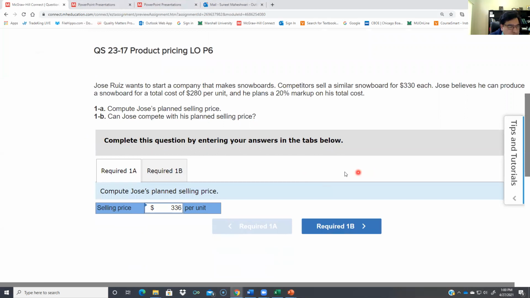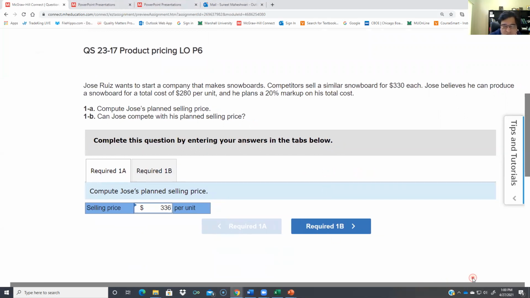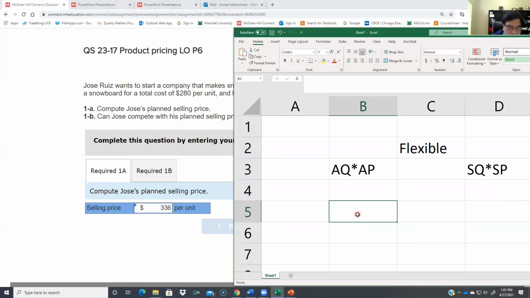Maybe let's try this. Maybe this will answer your question. Jose wants to start a company that makes snowboards. A similar snowboard is $330, so it tells you $330 is the selling price. They say that they can produce it at a total cost of $280 per unit, and they plan a 20% markup on the total cost. So 20% markup on the total cost is 280 times 1.20, which is 336.